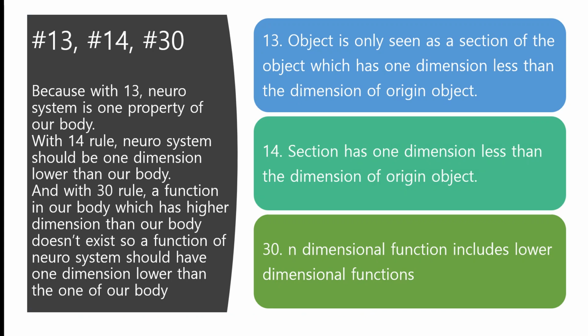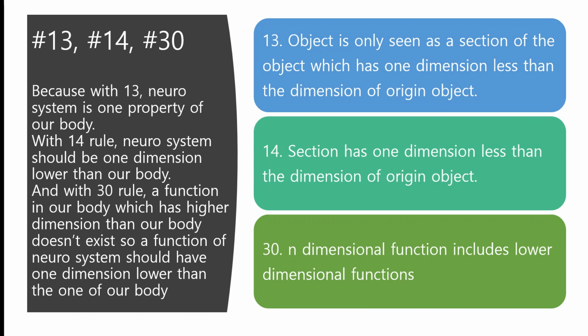Number 30 rule: an object is only seen as a section of the object which has one dimension less than the dimension of the original object. Number 14: a section has one dimension less than the dimension of the original object. Number 30: an N-dimensional function includes low dimensional functions. Because of rule 13, the neural system is one property of our body.